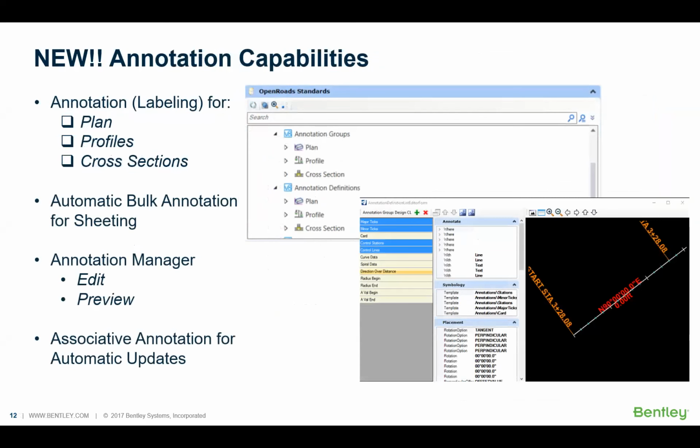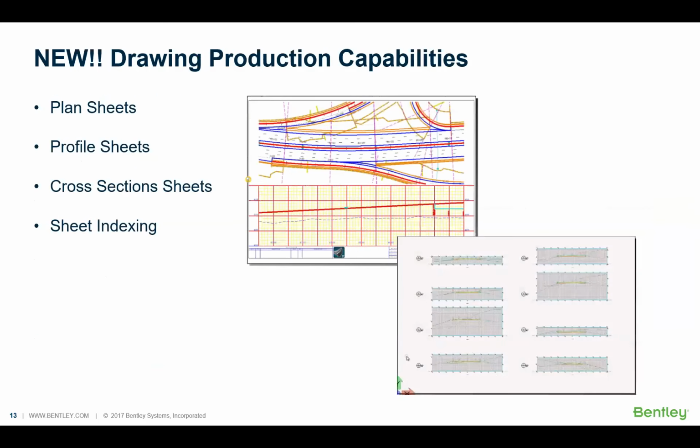Some of the best things that come from OpenRoads Designer are the drawing production and annotation capabilities. Now we can do labeling for plan, profile, and cross sections. We can do bulk annotation for sheeting, and annotations on just singular elements. And then we also have the drawing production and plan and profile sheet capabilities that have been added to OpenRoads, which was missing in SS4.